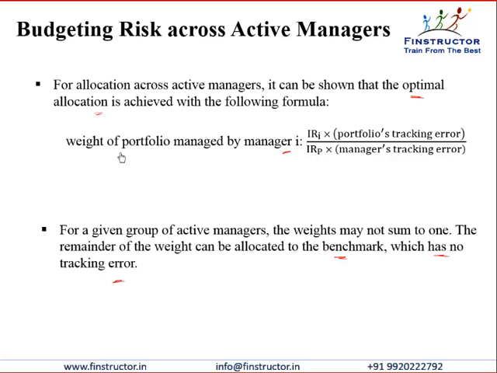So remember that the optimal weight of the portfolio managed by a particular manager is given as the information ratio of that manager multiplied by the portfolio's tracking error, that is the standard deviation of the active return, divided by the information ratio of the portfolio multiplied by the manager's tracking error.